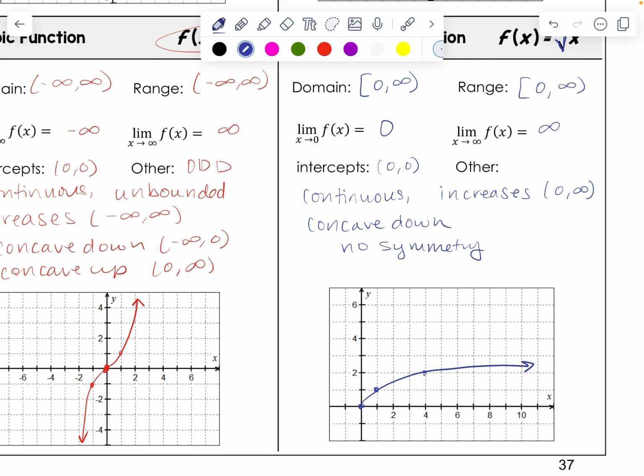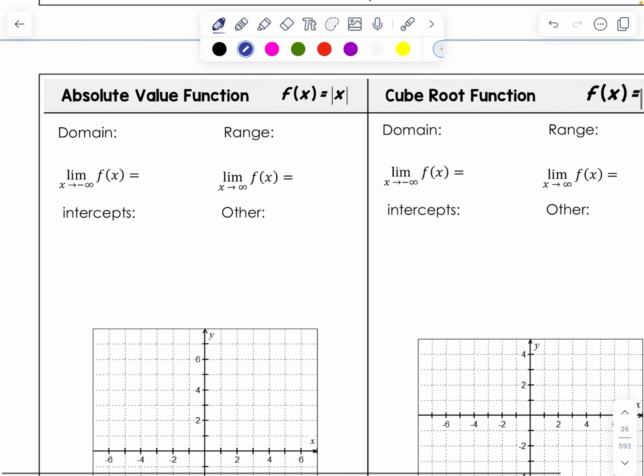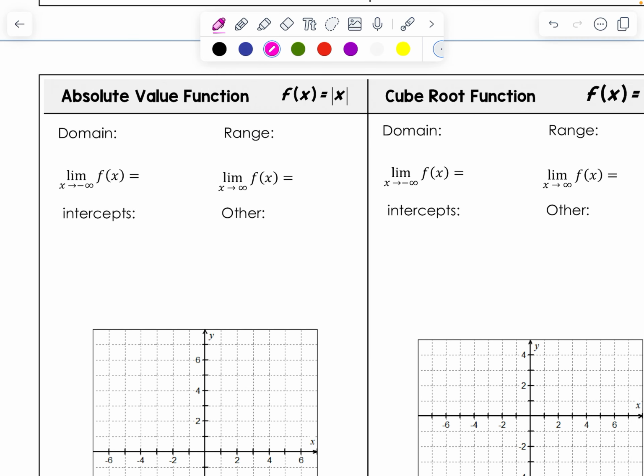All right, next one. We've got the absolute value function. The domain, again, there's no restriction on it, so we say negative infinity to infinity. The range is from 0 to infinity. The limit as x approaches negative infinity goes up to positive infinity, and the limit as it approaches to the right to positive infinity is also going upwards to infinity. It has an intercept at 0, 0. The function is even. It's continuous.